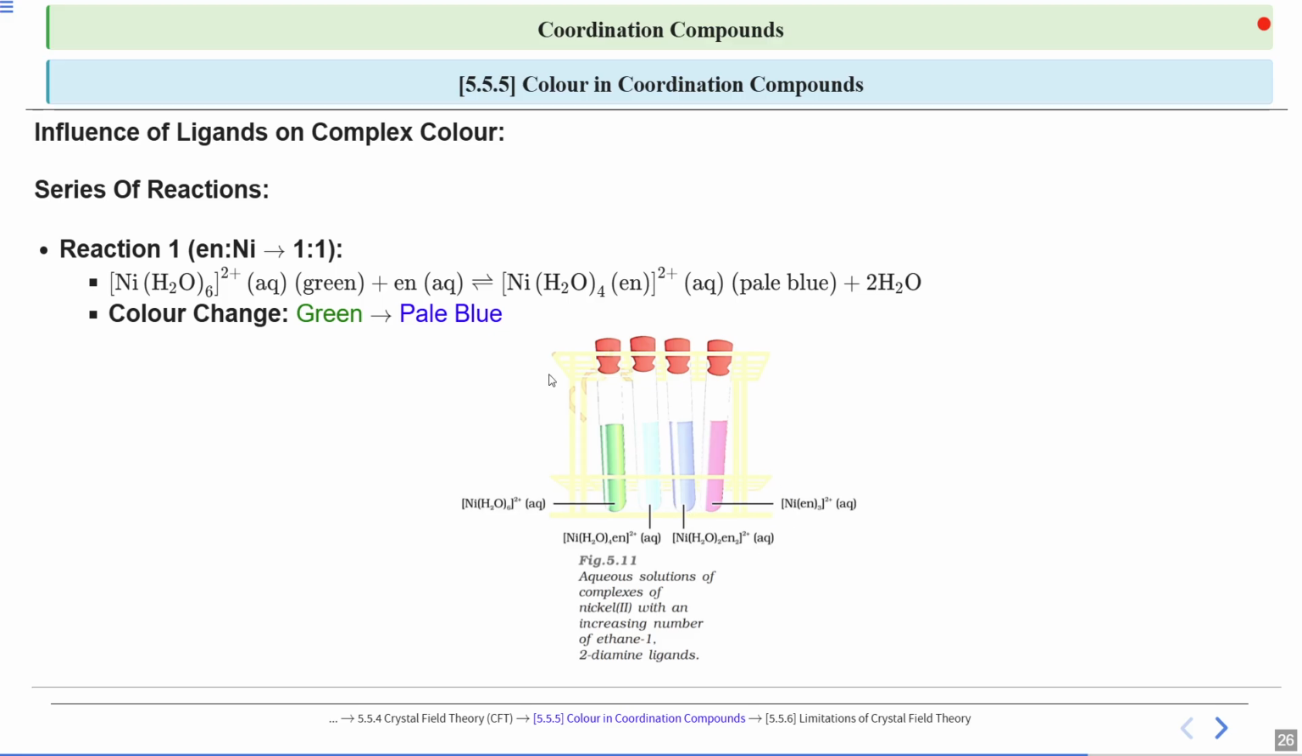Again, when you add more ethane 1,2 diamine into this complex, the complex will be nickel En(3). That means all of the water molecules get out of the complex, and the only remaining ligands will be 3 molecules of the bidentate ligand En, ethane 1,2 diamine. The final color observed for this complex will be pink, or you can say violet. This is the diagram showing the aqueous solutions of complexes of nickel plus 2 with an increasing number of ethane 1,2 diamine ligands, and how the color changes with that process.